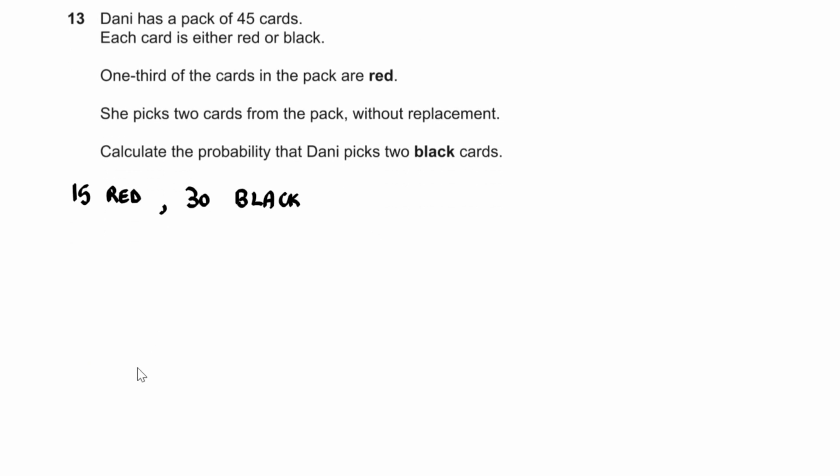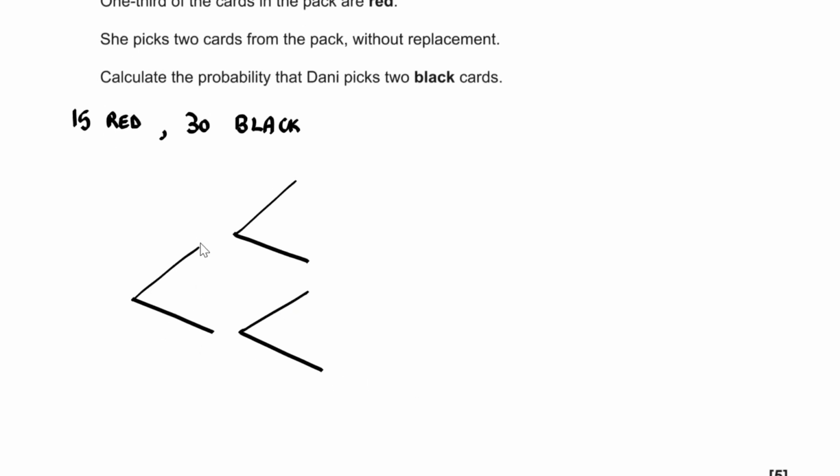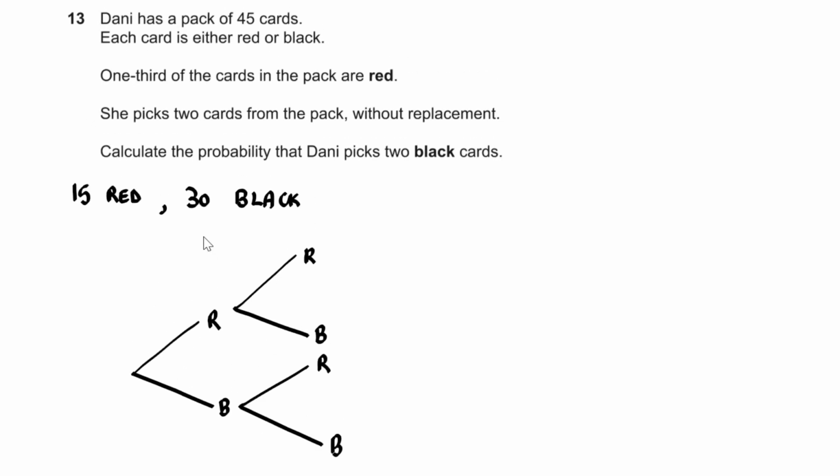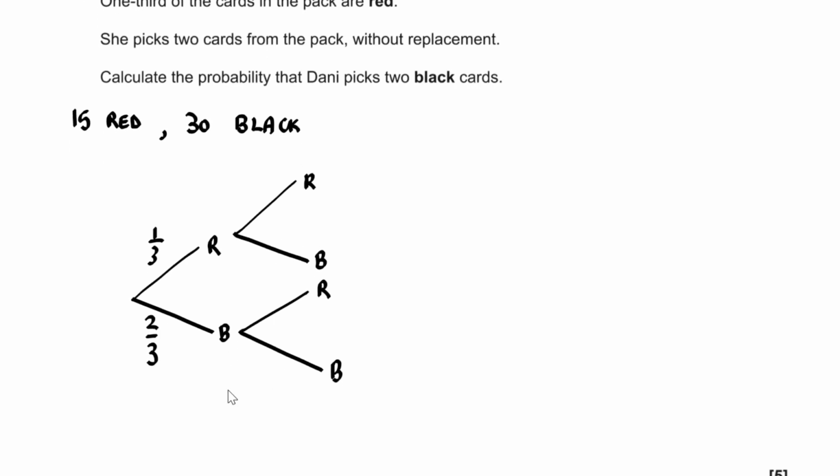if we draw a tree diagram, let's just draw the tree diagram first. We have either red or black, red or black. Probability that she picks a red, that'll be 1/3, and then 2/3 for black. Now, what we'd have in total, if she already picks a card, would have 44 cards remaining.